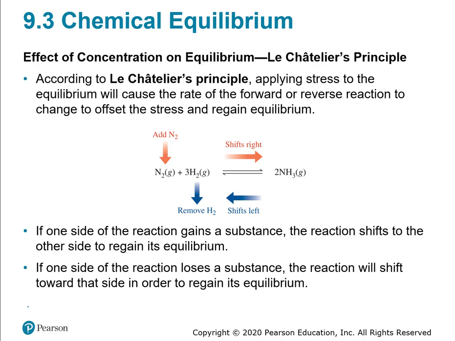We can think of it just with A and B and C. If I have A plus B makes C, that's my forward reaction. If I start off with nothing but A and B, instead of it going completely to make C, at some point C is going to start breaking down into A and B. So I'll have this forward reaction, but then I start to have a reverse reaction until I reach this point where there is a ratio of A, B, and C in that container.